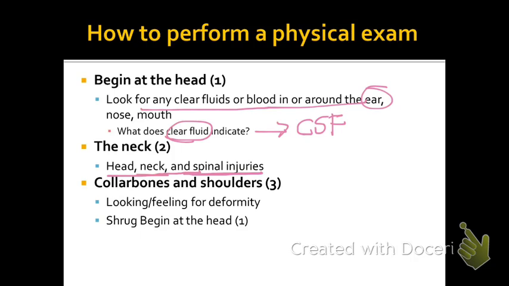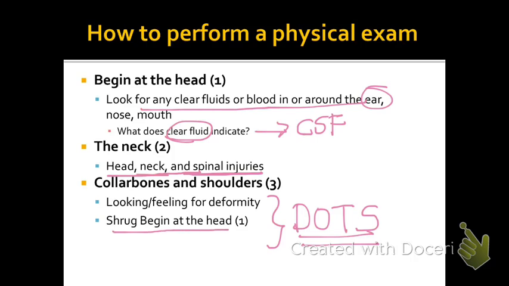Then we'll go to the collarbones and the shoulders, and what we're looking for again is we're going to be using DOTS: deformities, open injuries, tenderness, and swelling. Once we've ruled out DOTS, so there are no deformities and no open injuries, what we're going to do is have our patients shrug their shoulders just to make sure that they have full function and capability of the shoulders themselves.